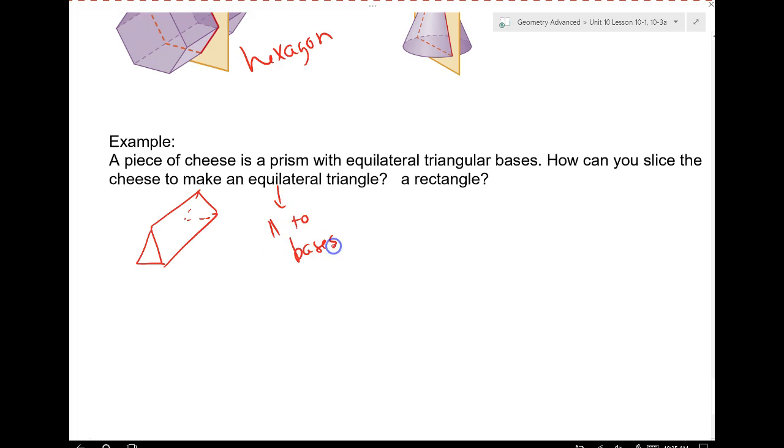Okay, now look at the next one. What if I want to make a rectangle? How would I cut it? Parallel to the other faces, or perpendicular to my what? Could I cut perpendicular to my bases here, and would I get a rectangle? Yeah, so you could do perpendicular to the bases. Now, little things like that you're expected to understand.